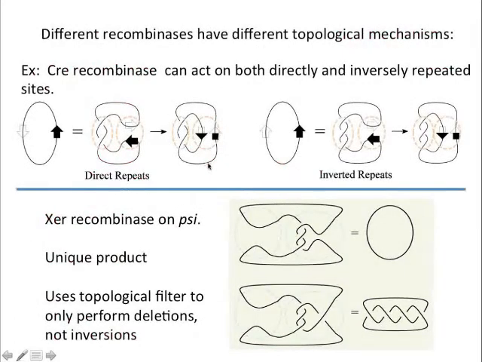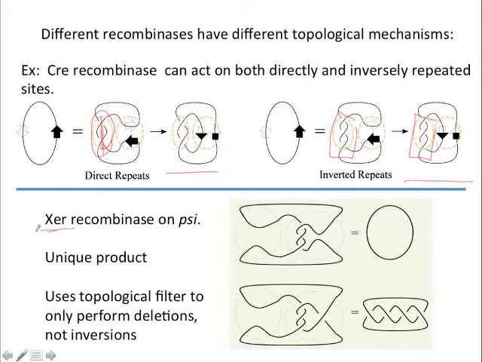There are many different types of recombinases. For example, Cre is a type of recombinase that can act on both inverted and directly repeated sites, so it can create both links and knots. Depending upon the reaction conditions, it might mostly create unknots and unlinks, but it can also trap an arbitrary number of supercoils, creating knots and links with higher crossing numbers. So it can create a variety of different products depending upon the reaction conditions.